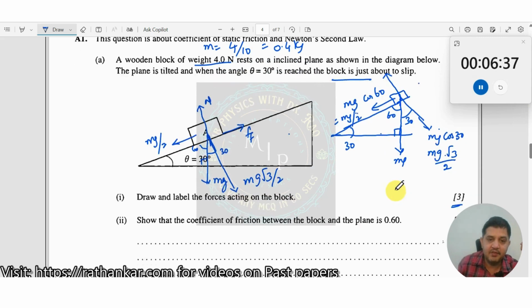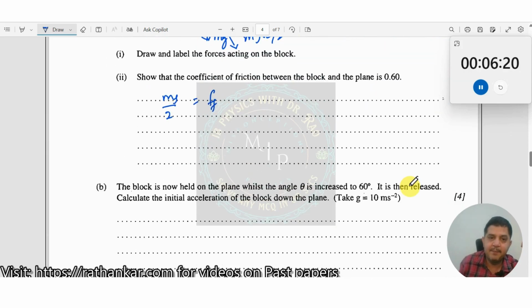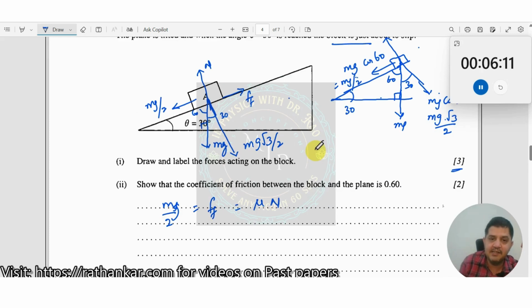Next, show that the coefficient of friction between the block and the plane is 0.60. So what should I do? When it is about to slip, this downward force mg by 2 is equal to the upward force, which is the frictional force. The frictional force is nothing but mu times N. And what is N here? N is equal to mg root 3 by 2.